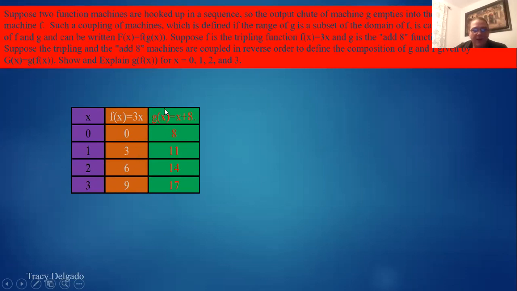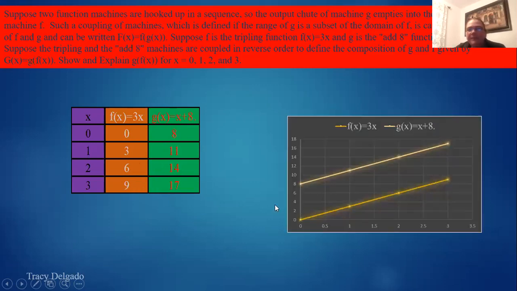And in this one, we're going to find the g of x equals x plus 8. So we're going to do 0 plus 8 equals 8. 3 plus 8 is 11. 6 plus 8 is 14. And 9 plus 8 is 17. And this is what our lines will look like. This darker yellow, I would call it, is our f of x equals 3x. And this peachy colored is our g of x equals x plus 8.